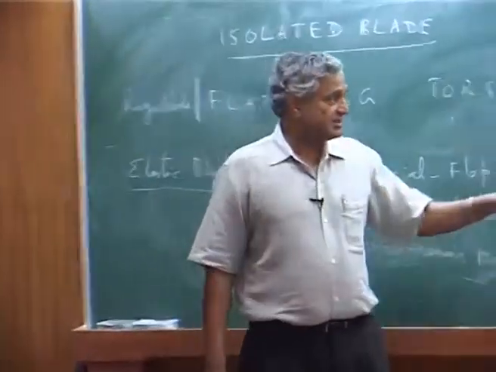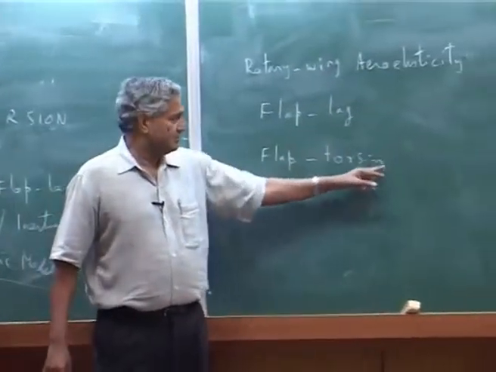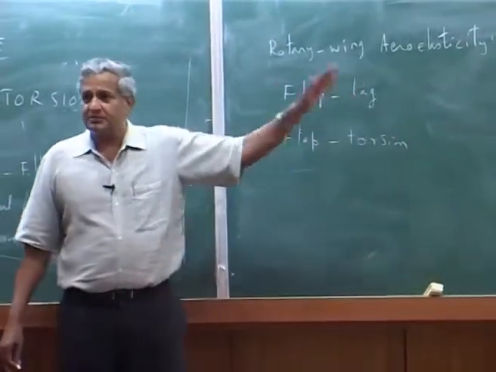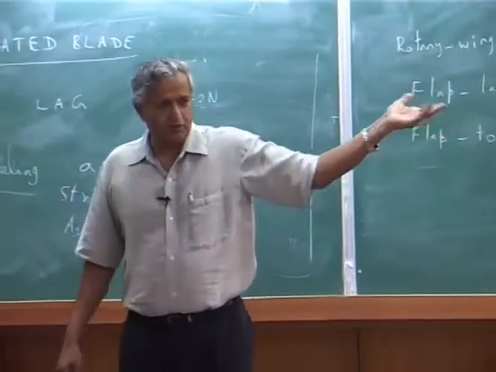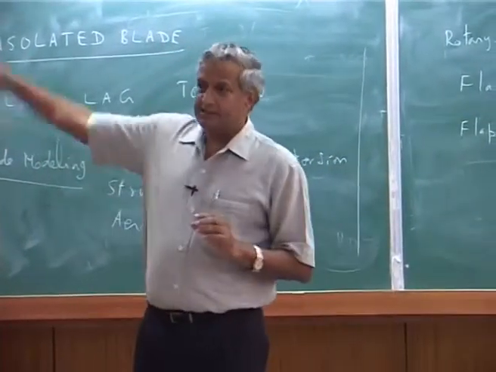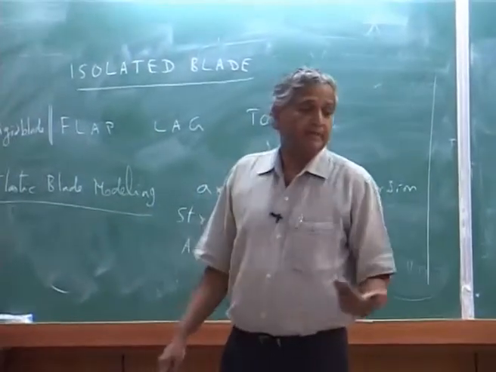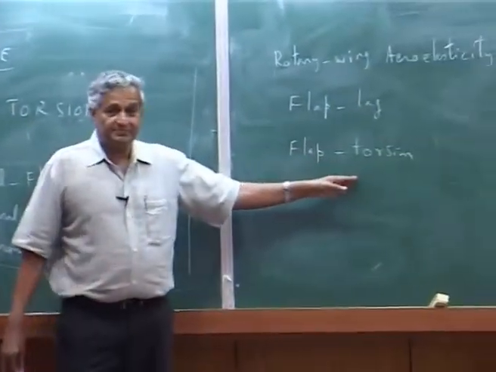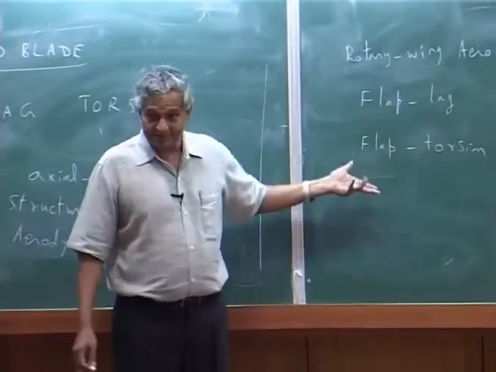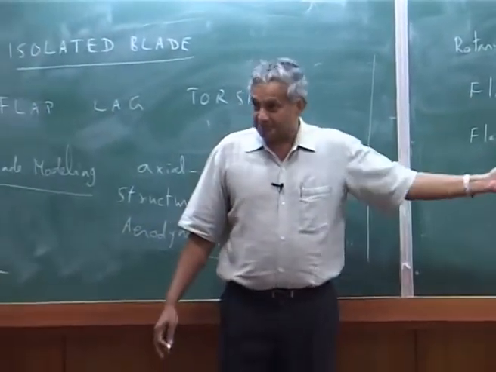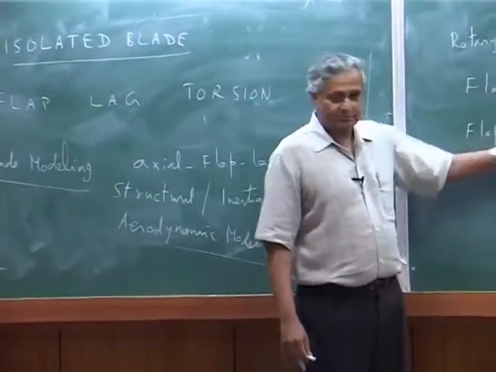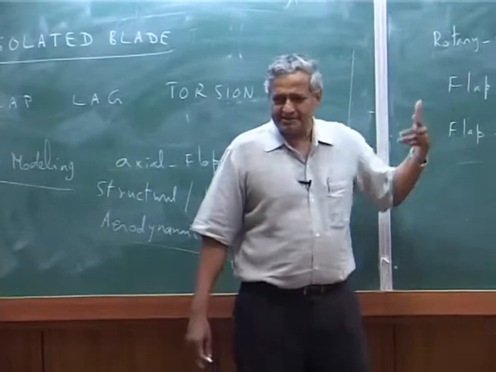Subsequently, this particular problem, flap torsion, looks like the bending torsion problem of a fixed wing. Only thing is it is a rotary wing. The aeroelastic problem is bending torsion for a fixed wing; here it is flap torsion. Subsequently, they said that we should have everything, so flap lag torsion problems. But these results were generated with various couplings, various things.